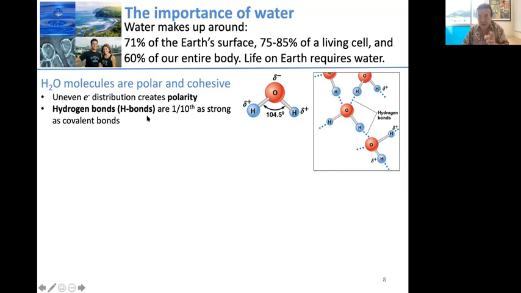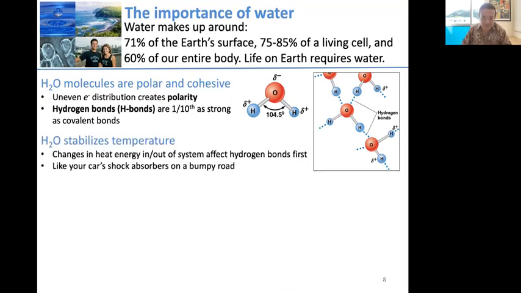So these hydrogen bonds are very important in biological chemistry. They're about a tenth as strong as a true covalent bond. Water also stabilizes temperature. Water is a great temperature buffer, right? Again, because of the hydrogen bonding network.